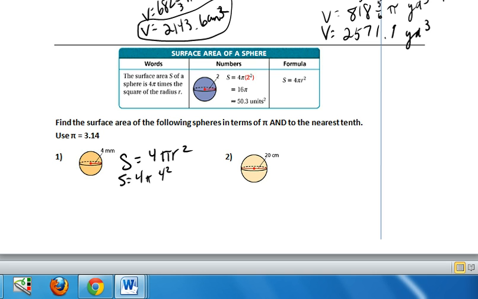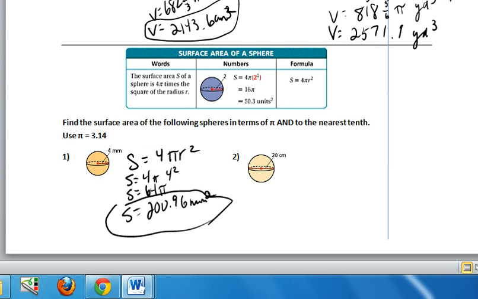Our next step is computing. So we can do 4 squared times 4. 4 squared is 16 times 4 is 64. I'm just going to keep the pi here on this step. And plugging 3.14 in for pi, I end up getting 200.96 millimeters squared.